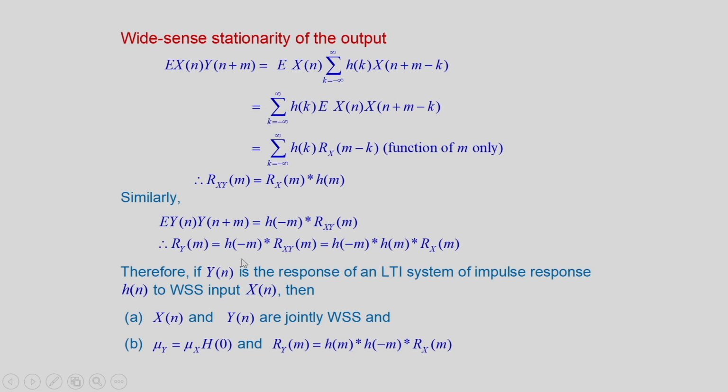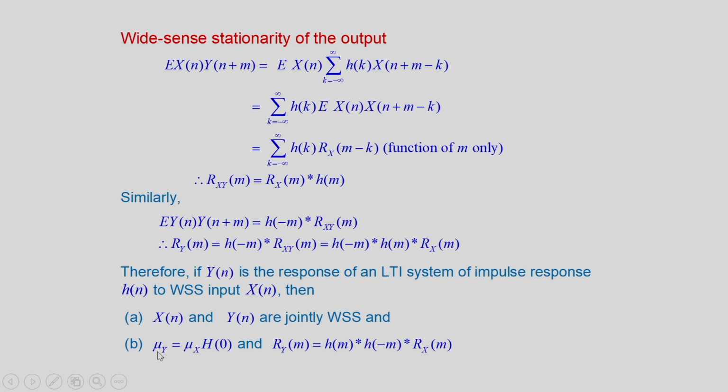And what do we conclude? We conclude that if y(n) is the response of an LTI system of impulse response h(n) to WSS input x(n), then x(n) and y(n) are jointly WSS, because output y(n) is a WSS process, x(n) is a WSS process, and their cross correlation depends only on lag. Therefore, x(n) and y(n) are jointly WSS.